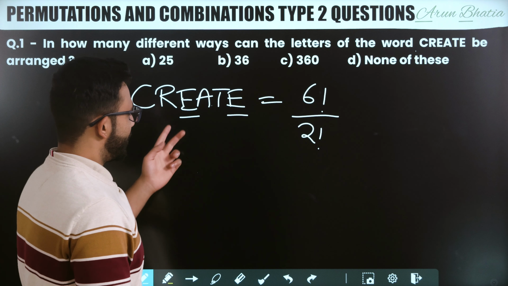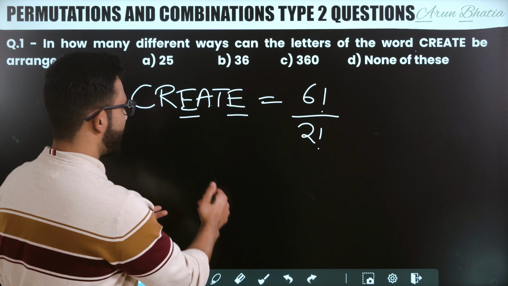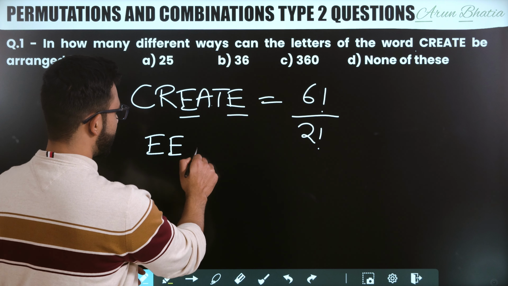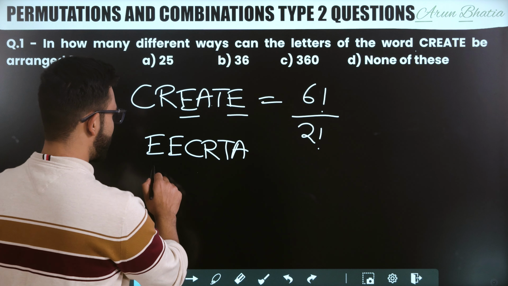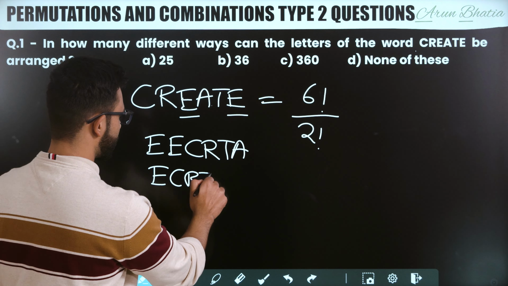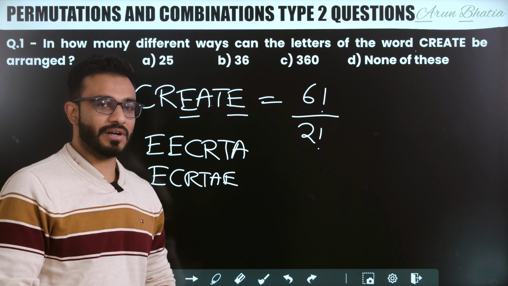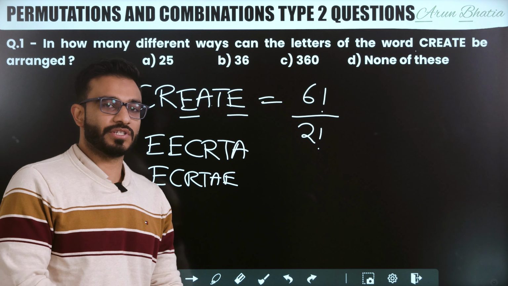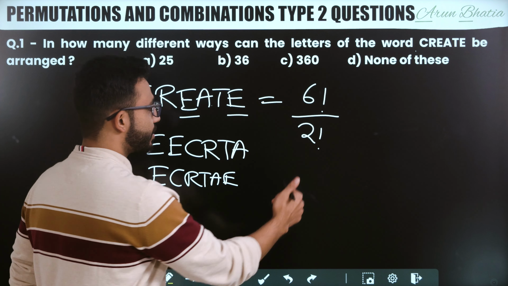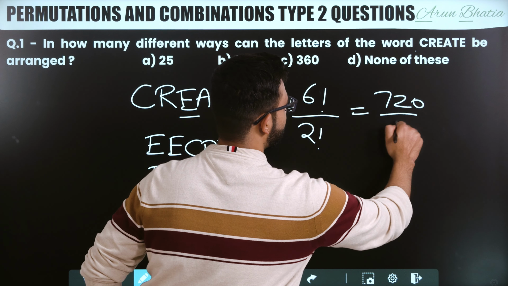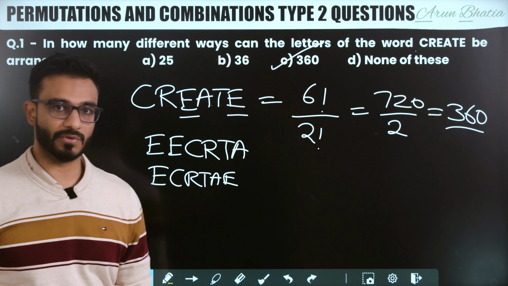Why? Because there are 2 E's and you cannot differentiate between both E's. They look identical. It doesn't matter if I arrange the E's in one possible way of arranging create, or whether I swap the E's, it doesn't make any difference. So since there are 2 E's, the total number of permutations will be cut in half, because there will be 2 duplicates for each arrangement. So it is just 720 divided by 2. That's your answer, 360. That's the easiest way of doing this.